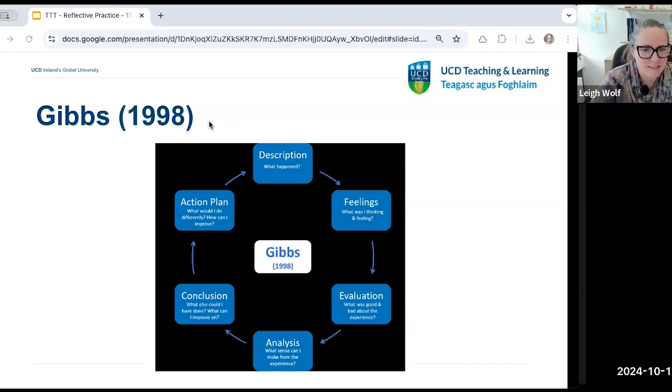This is Gibbs' reflective cycle, where you start with what happened. So this is sort of reflecting upon an event. And you talk about your feelings, what you were thinking and feeling. You evaluate the experience. You analyze what sort of sense making can you make.